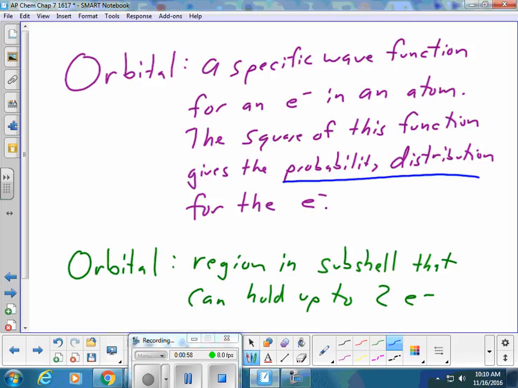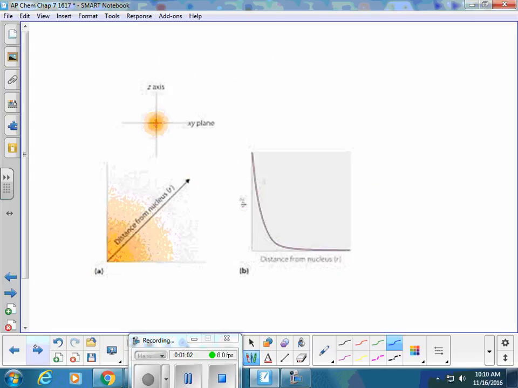We've already talked about probability distribution with the electron in a hydrogen atom. I'm going to pull this diagram back up here, and we talked about the electron cloud, and how the electron cloud was the densest close to the nucleus. As we got further away from the nucleus, the density dissipated, got less, and we can see that in this diagram here as we get out further away from the nucleus, the cloud is not as dark, not as concentrated.